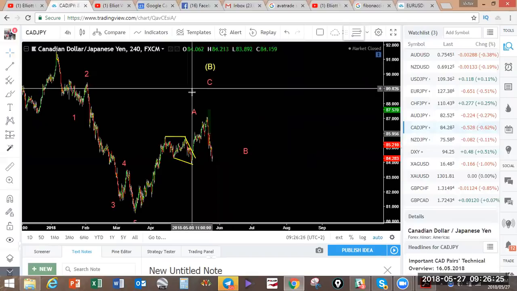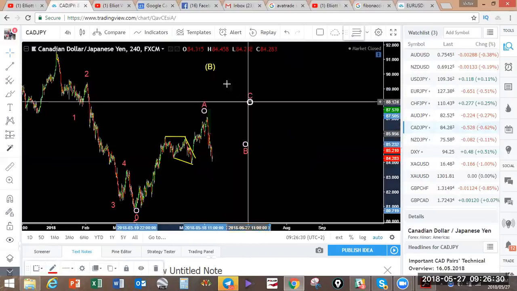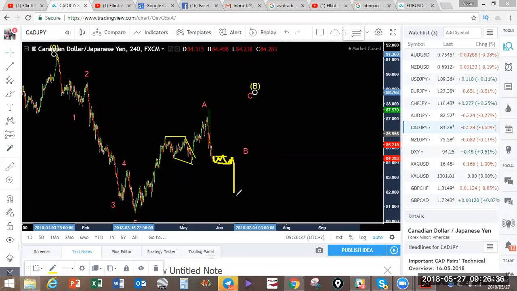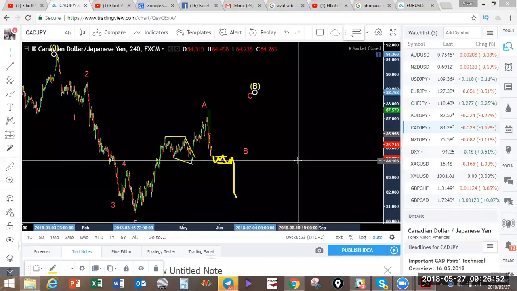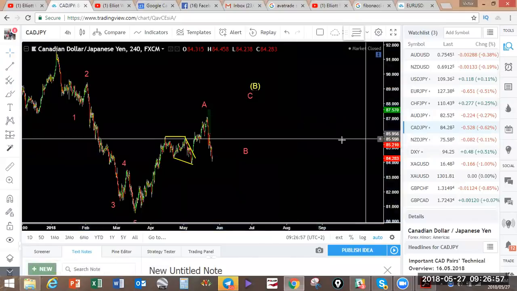CADJPY. We're still expecting it to do this move here. We've got a move down. Look for a correction here and take the next move to this level, like the rest of the yen pairs. So this one has a clear 1, 2, 3, 4, 5 impulsive structure, and now we're making this one here that looks like an A. Now we'll be building this B here and then a C. So the next move is down on this pair. That's CAD, and that covers all the yen pairs.